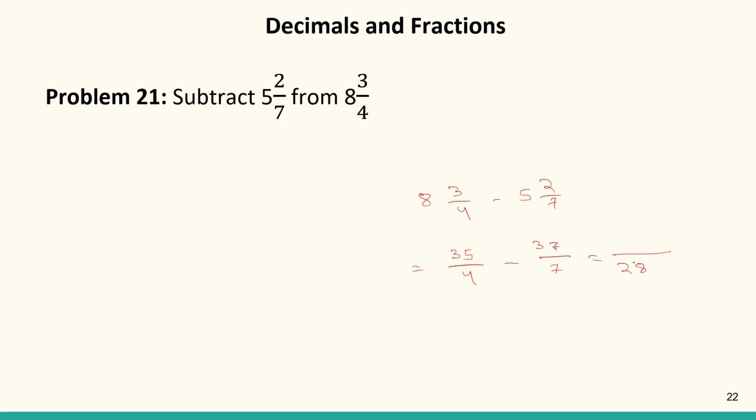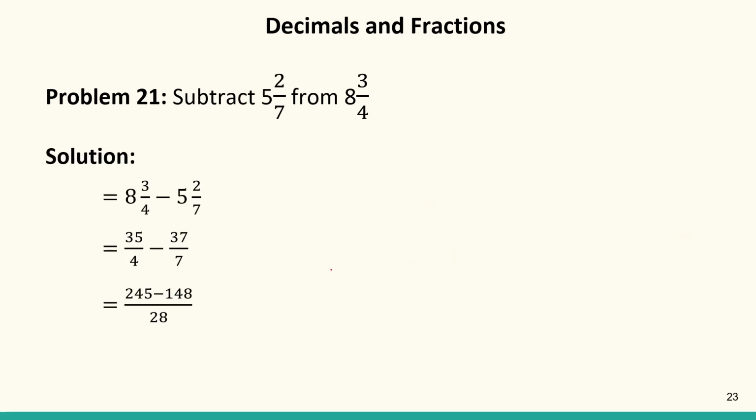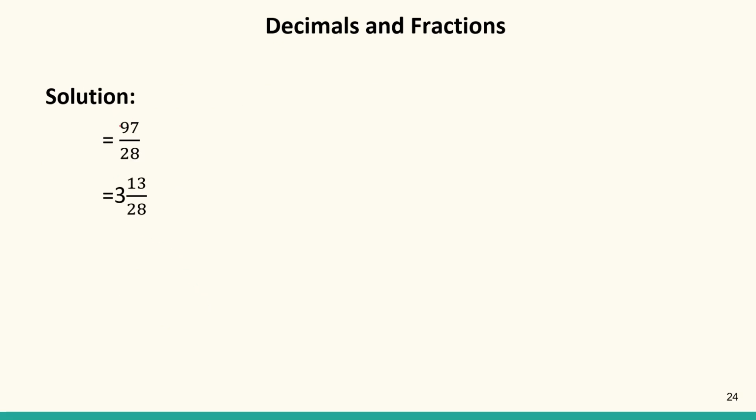Okay, 28. And what we need to do is multiply 35 with 7 and minus 37 into 4. So this is equal to 245 minus 148 by 28. So this is equal to 97 by 28. So we can convert this to the mixed number. That will be 3 whole and 13 by 28. Okay, so this is the answer.